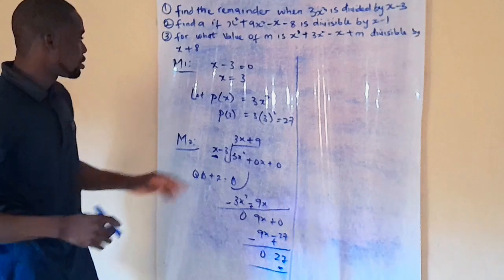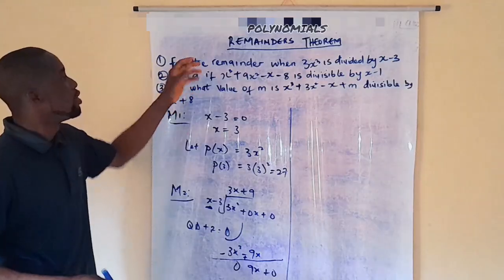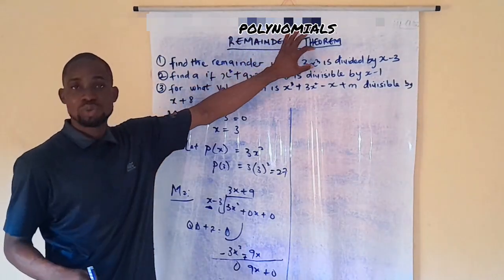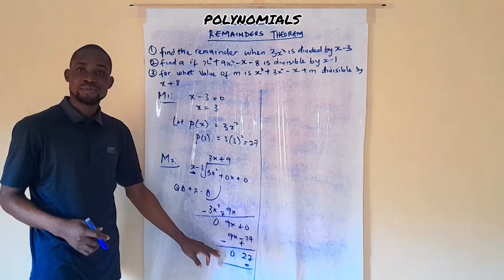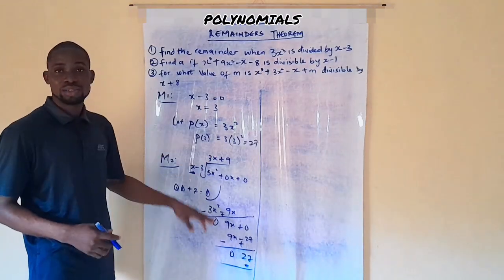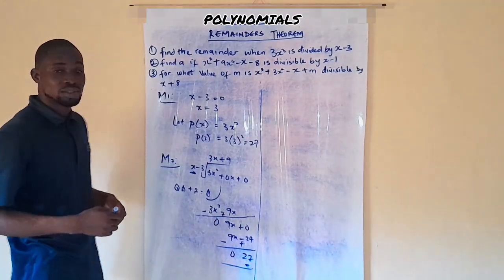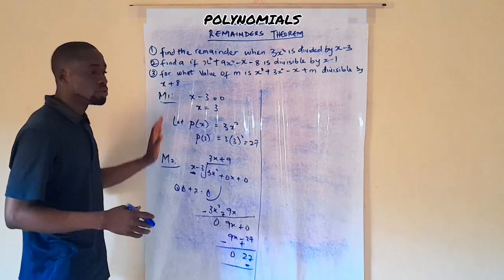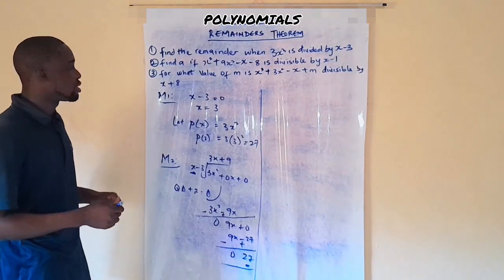So it means that the remainder of this question is 27. So you either take this way or this way. Now, depending on the question, that determines the solution you're going to follow to get your answer.